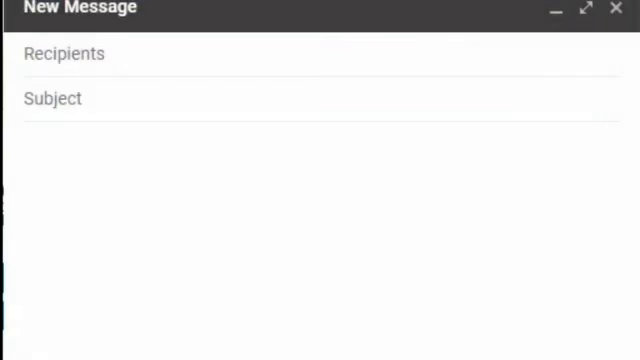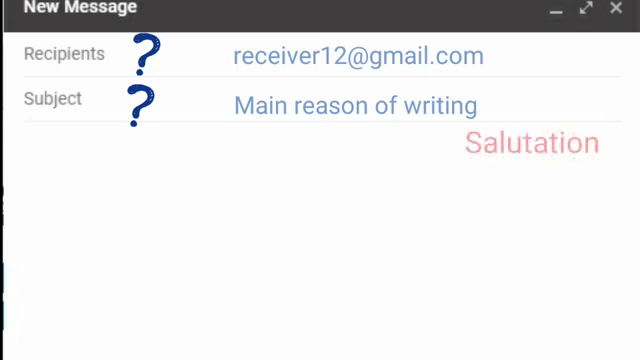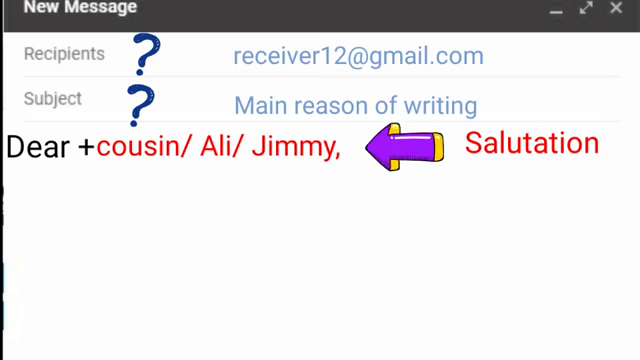As we can see in this sample, the first step to write an email is to define these lines. Recipients, in which we write the receiver's email address, and the subject, where we write the main reason of writing the email, and it should be brief and clear. Next, we use a salutation, as we can use the word dear plus title, name, or even a nickname as we're writing an informal email.